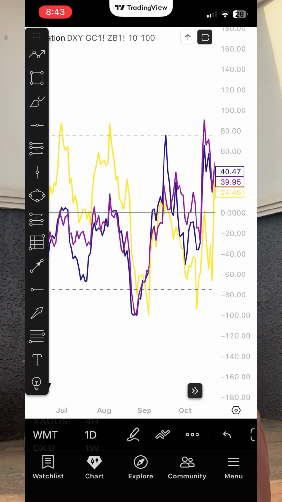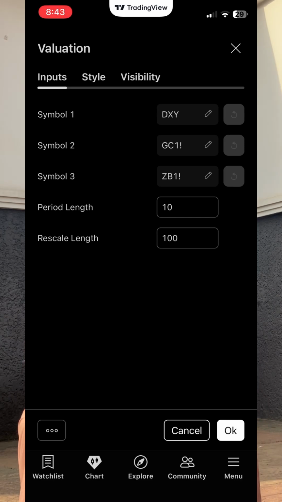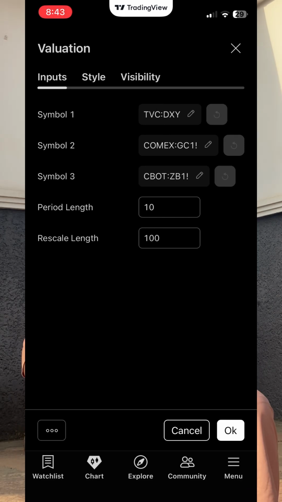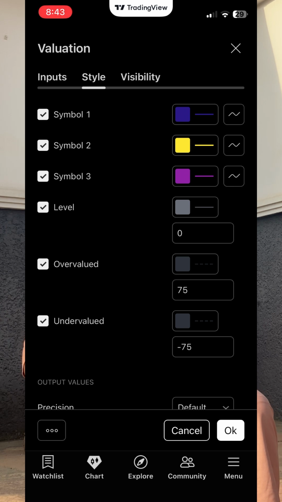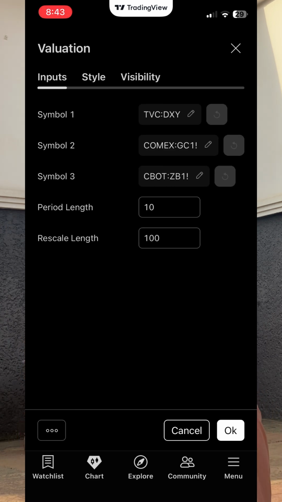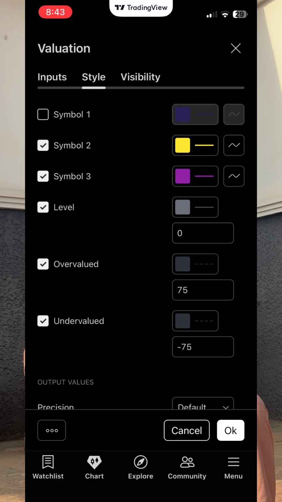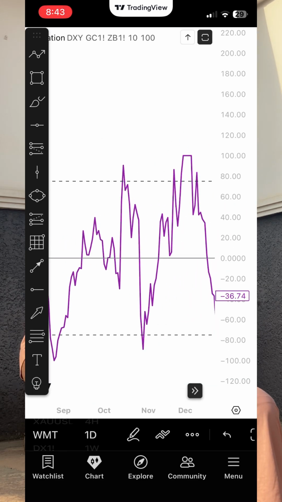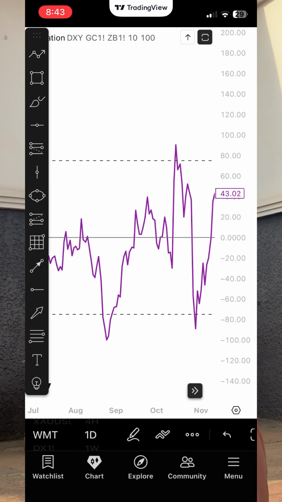And what valuation was I looking at? I was looking at the valuation of Walmart against the interest rate, that is, against the bonds. So we have valuation against dollar, we have valuation against gold, and we have valuation against the ZB1, which is the interest rate. So I'll take out the dollar and the gold and just leave the valuation on for the interest rate. And this trade was taken back in August.